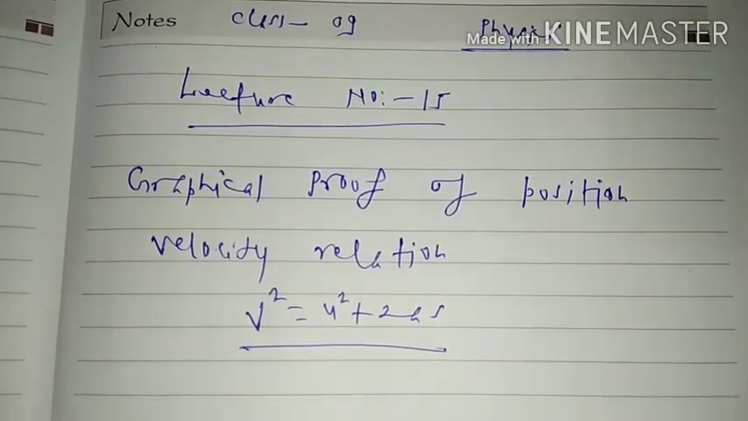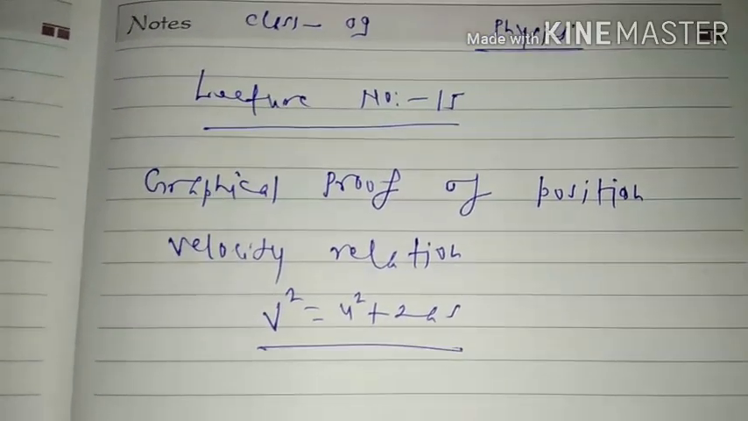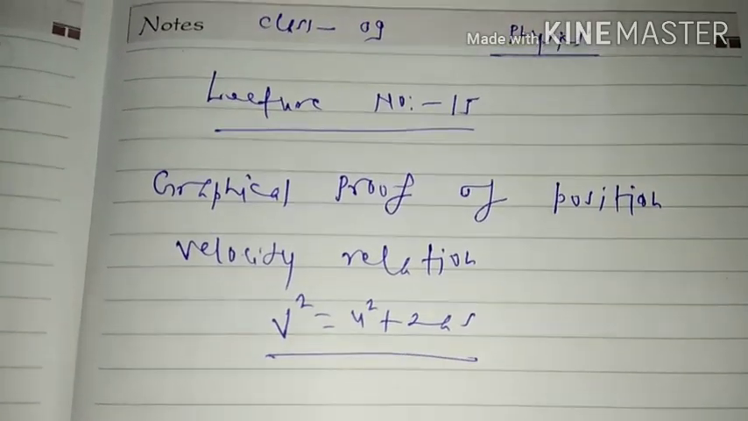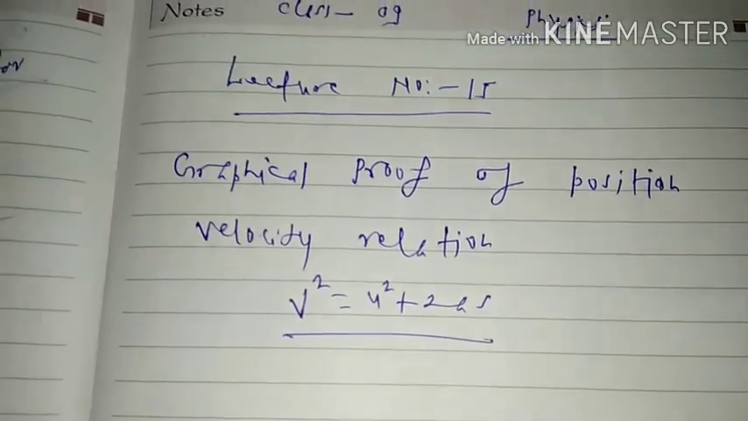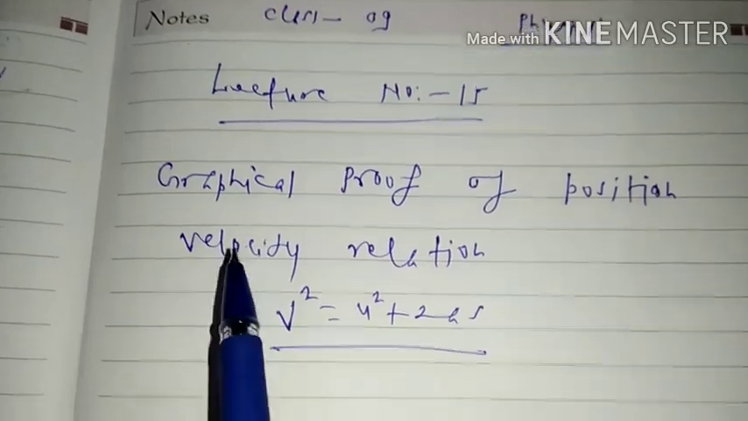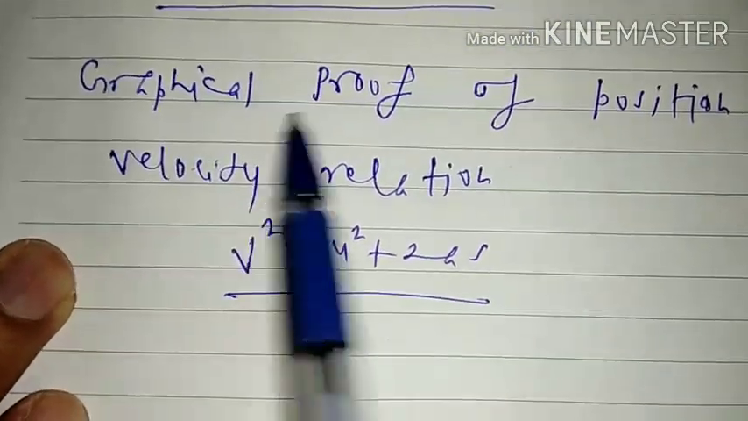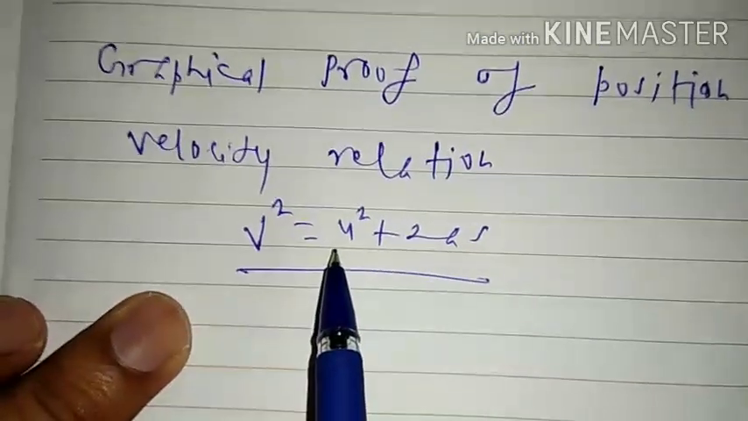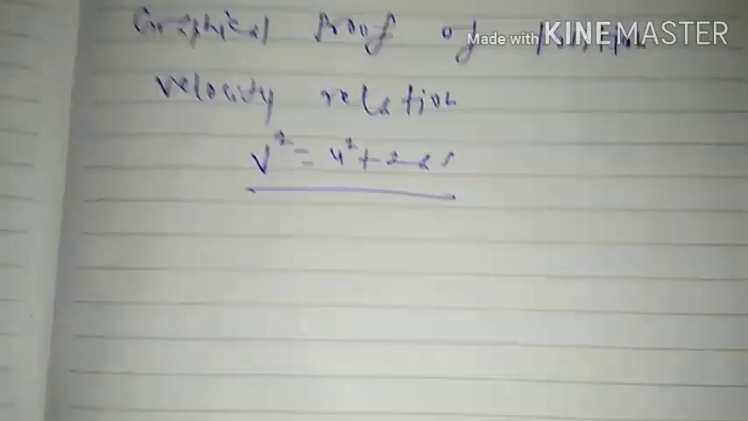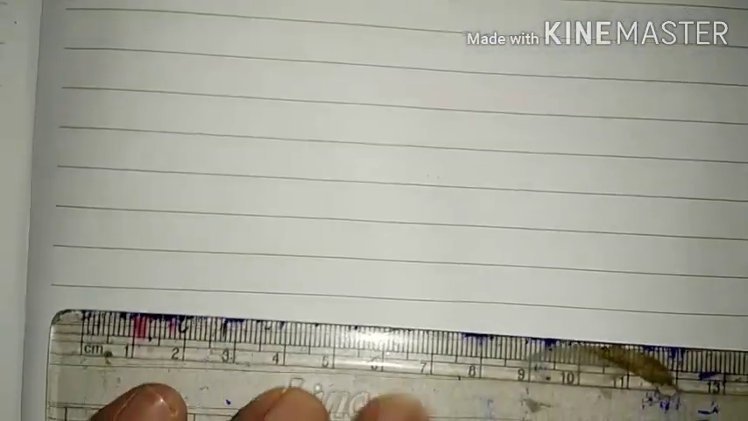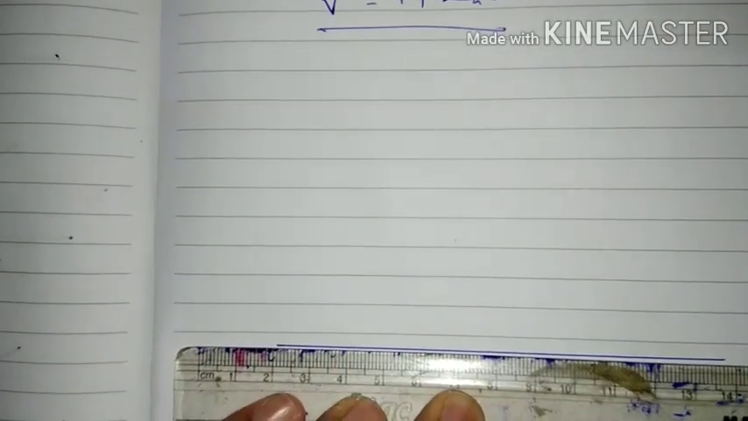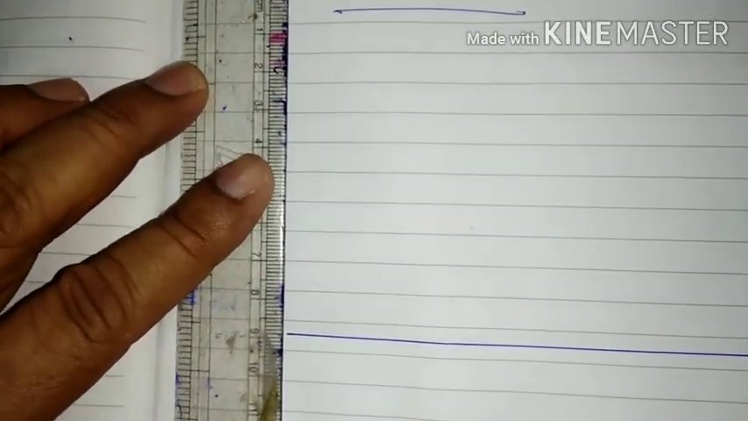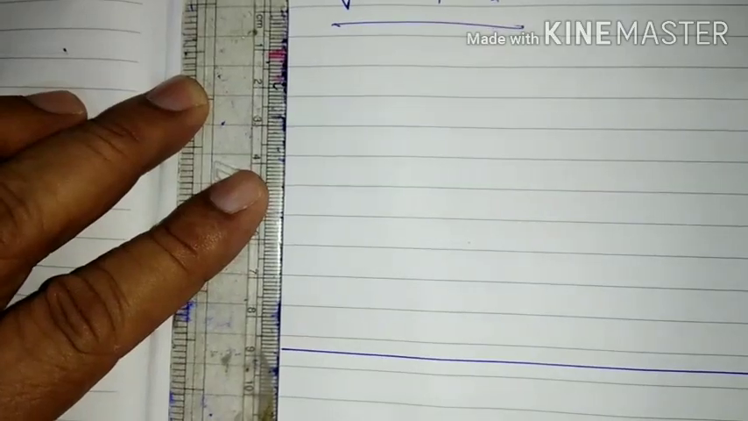Hello students, in my last lecture I had explained the graphical proof of the position time relation. Today we shall see the graphical proof of the position velocity relation, that is v square is equal to u square plus 2s. Once again we shall follow the same velocity time graph.